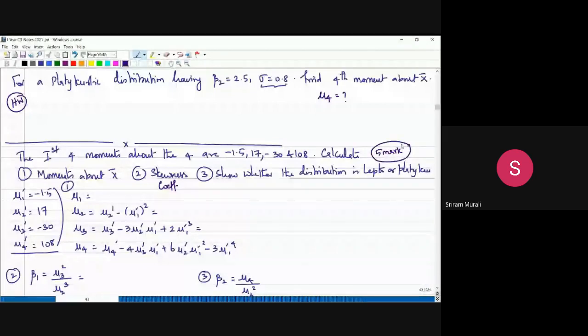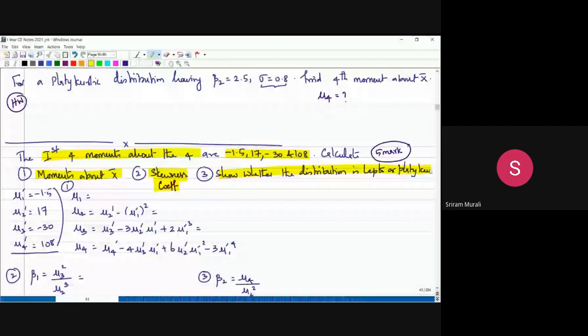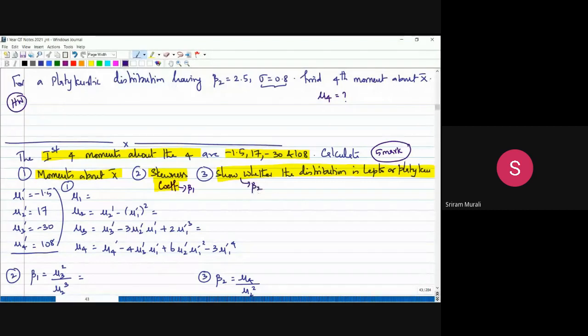This can come in 5 marks. What is given? Raw moments are given. How do we know these are raw moments? About 4, mu1 dash, mu2 dash, mu3 dash, mu4 dash are given. We need moments about the mean, and the coefficient of skewness, beta 1. We want to say whether the distribution is leptokurtic or platykurtic, so we want to find beta 2. Beta 2 decides this; beta 1 decides skewness. First, is this clear?